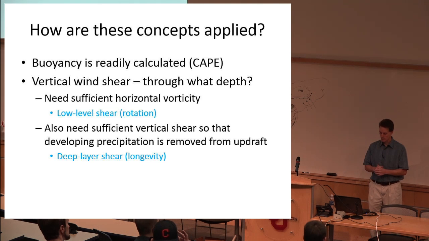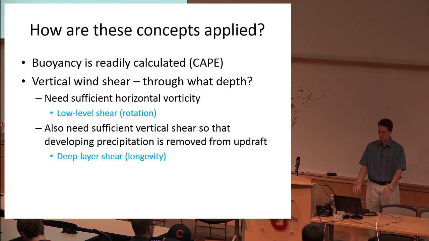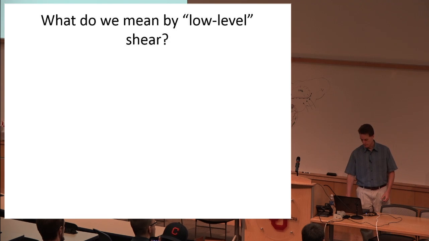And then we also need enough vertical shear that we haven't mentioned to get forming precipitation away from the updraft. So you have to look deep enough so that the storm doesn't just go straight up and straight back down. That's not a long-lived storm. We need to remove the precipitation. That's another role of the vertical shear.